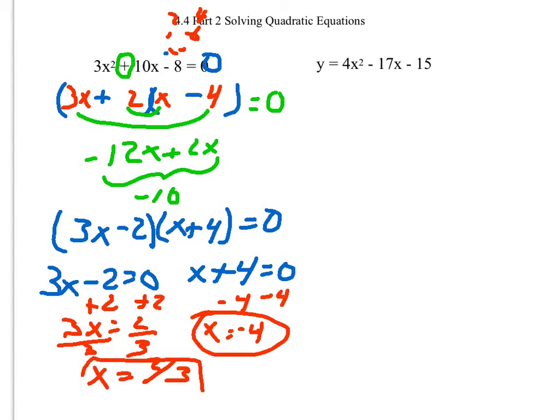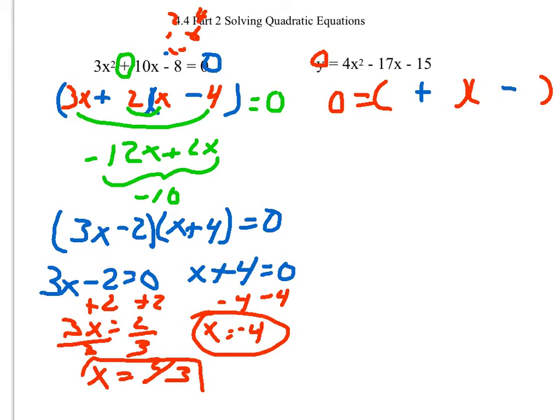Again, we want to make sure that we are set equal to 0 before we move on, because that's what we're finding. We're finding where y is equal to 0. So now we can break this down into our two sets of parentheses, our two binomials. So our signs in the quadratic are minus minus, so the signs in our binomials will be plus minus.